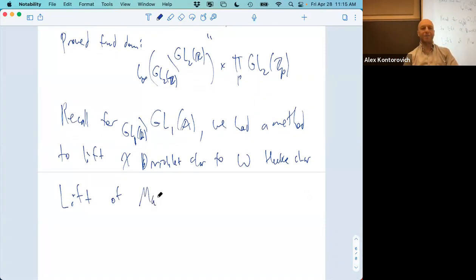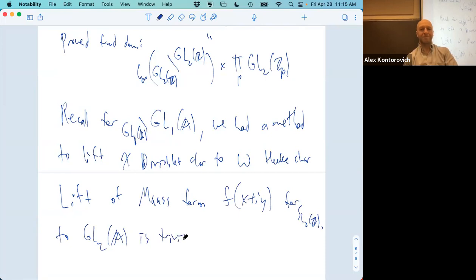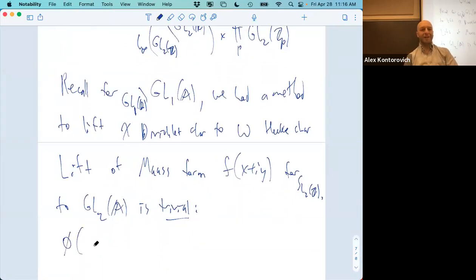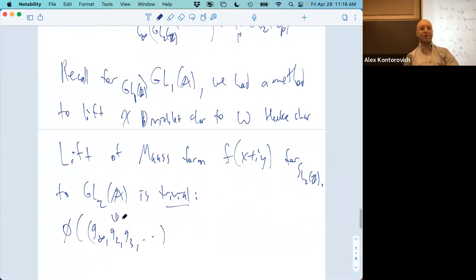Lift of a modular form. F is on the upper half plane for SL2Z, say. So it has no central character, so we don't have to worry about the finite primes. The lift of the modular form for SL2Z to GL2 of the adeles is trivial. What you do is you make a function phi that takes an adele, g infinity, g2, g3, in here. Actually, I don't need to specify the components because I'm going to cut it up in a second.